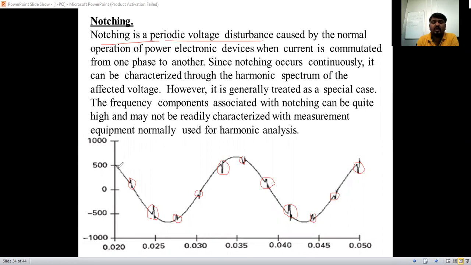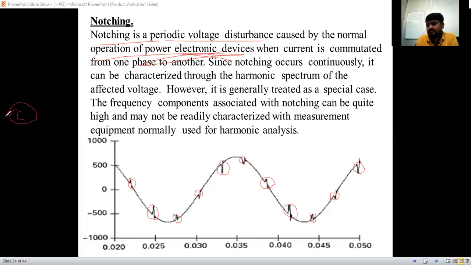Now here the voltage we are using is plus 500 to minus 500. See here, some notchings are there. That is a disturbance caused by the normal operation of power electronic devices. Because of the power electronic devices only, we are going to get some notches here, when current is commutated from one phase to another phase. The commutation process we have studied in the rectification, the SCR commutation.